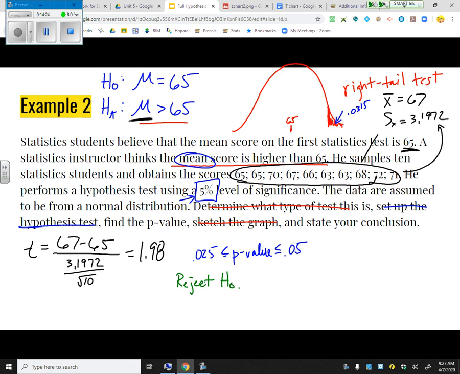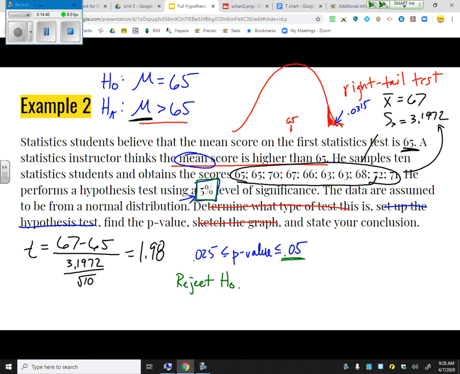We've already talked about rejecting H0 before. And again, it's just because my p-value was less than this 5%, which is what the statistician said would be significant. If I would have something over 5%, then I would not reject H0.